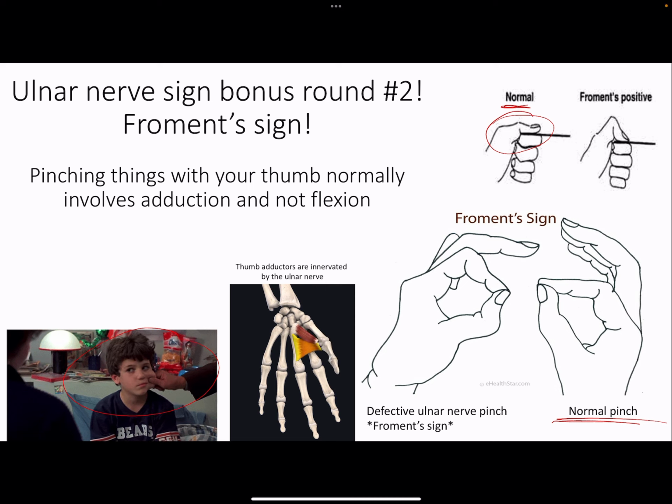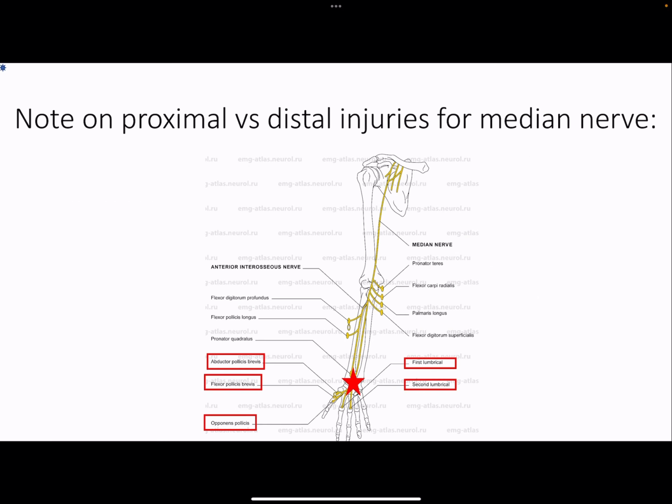And if you can't adduct the thumb and you want to pinch someone's cheeks, or you want to grab whatever this random card is, you now have to notice that this is adducted, but it's kind of straight. Boom, now I have to have a little bit of flexion if I want to grab onto something. So if you ask a patient to grab onto something with their thumb, the way they would normally pinch it, and they have to flex their thumb, that's Froment sign, and that's because the ulnar nerve injury is inhibiting the adduction of the pollicis.